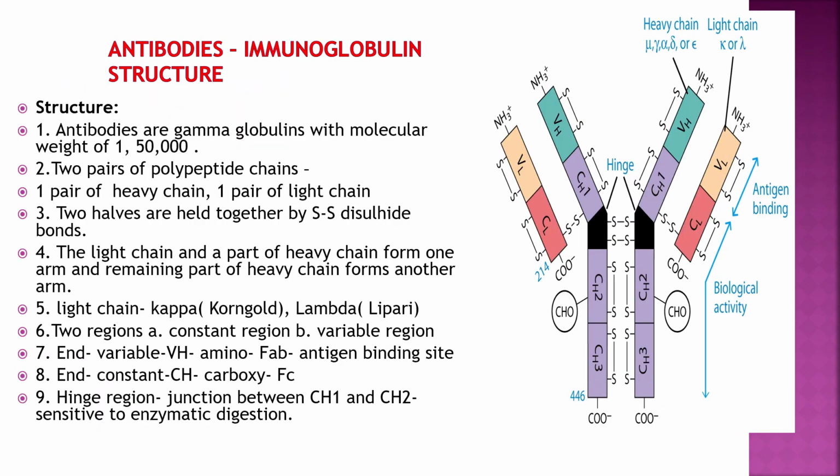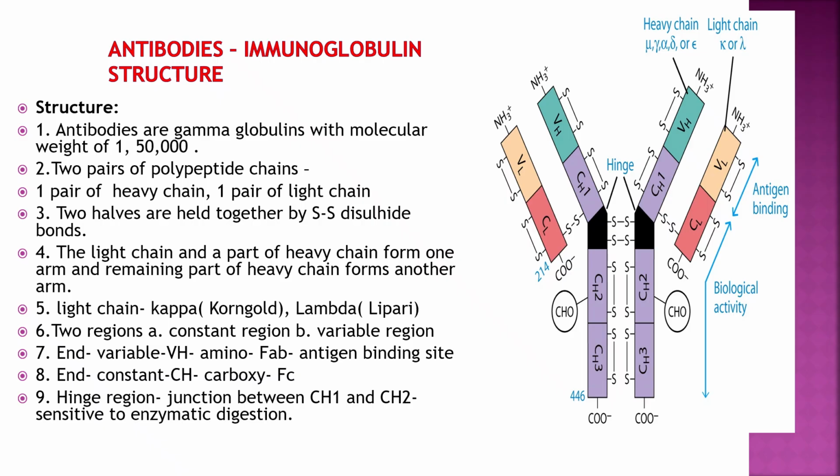The structure of antibodies. Antibodies are gamma globulins with a molecular weight of 150,000. Two pairs of polypeptide chains are there, one pair of heavy chains and one pair of light chains. The two halves are held together by disulfide bonds. The light chain and a part of the heavy chain form one arm, and the remaining part of the heavy chain forms another arm. The light chain contains kappa or lambda.